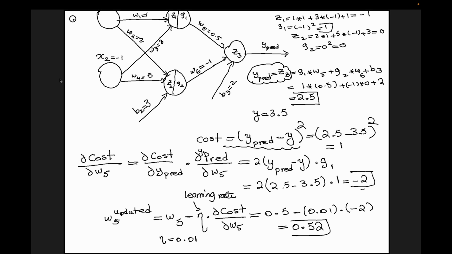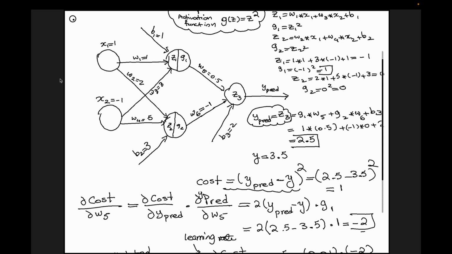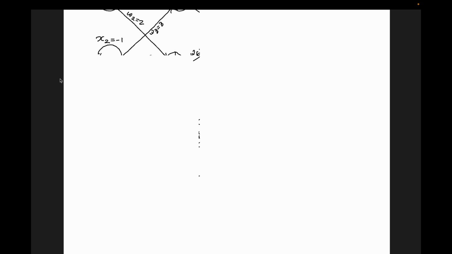Cool. So what should we do next? How can we update, say, W1? W1 is so far away from here. What should we do with that? Let me go down and only focus on part of this graph. I'm going to cut this part of the graph and just bring it in.